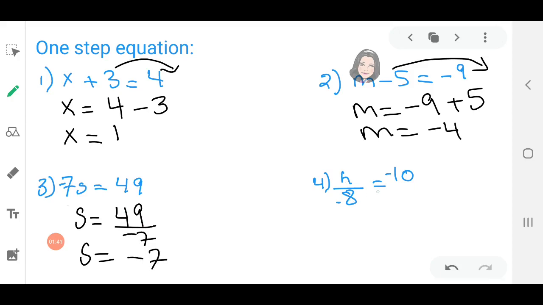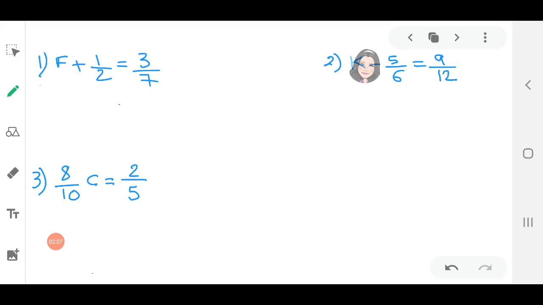h over 8 equals minus 10. This means h divided by 8. The inverse operation of division is going to be multiplication. So I write h is equal to minus 10 multiplied by minus 8. Then h is going to be equal to 8 times 10. That's an 80. Both of them have the same sign, so it's going to be a positive 80.